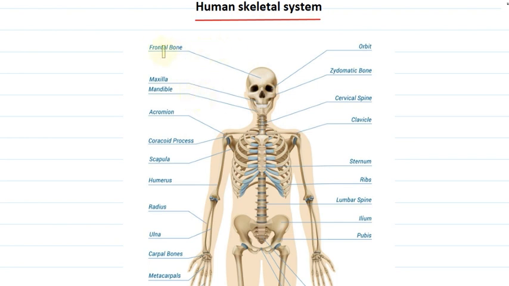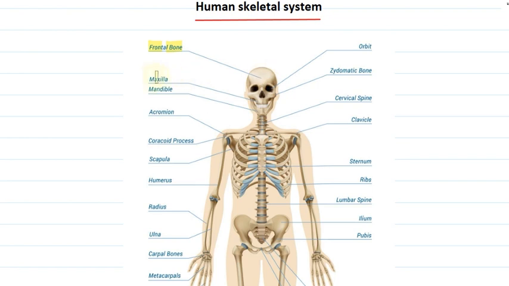So let's begin with the frontal bone. What is this frontal bone? It is a bone in the human skull. We can see that this is the skull. The frontal bone is present in the skull in the forehead region.